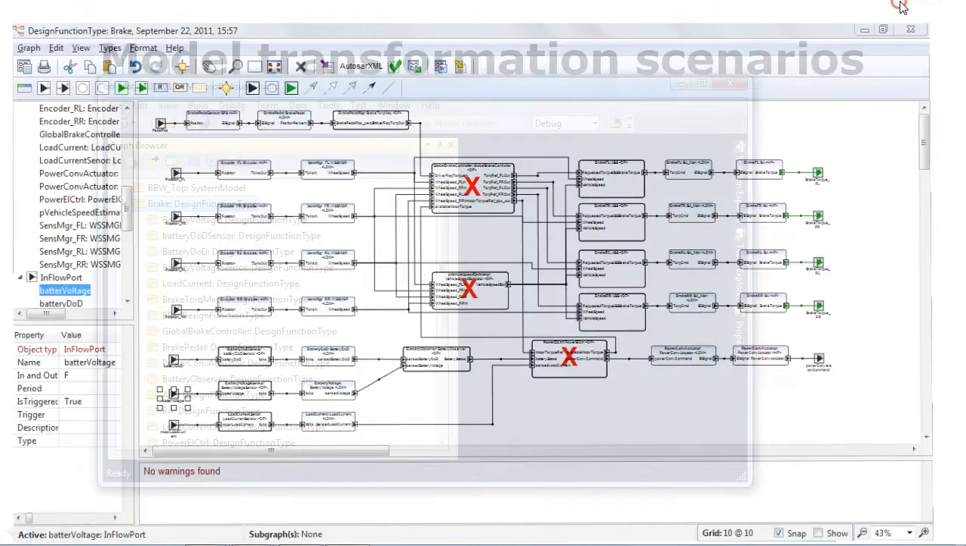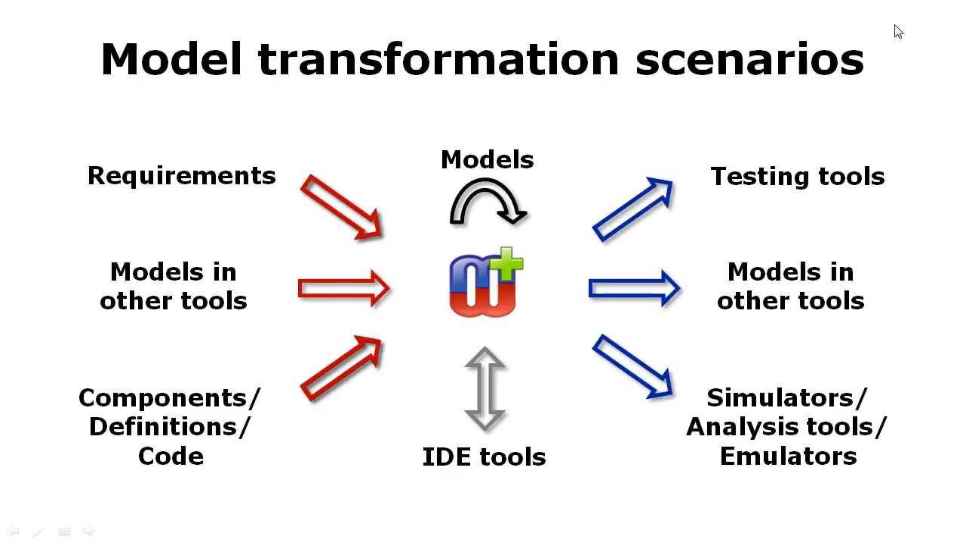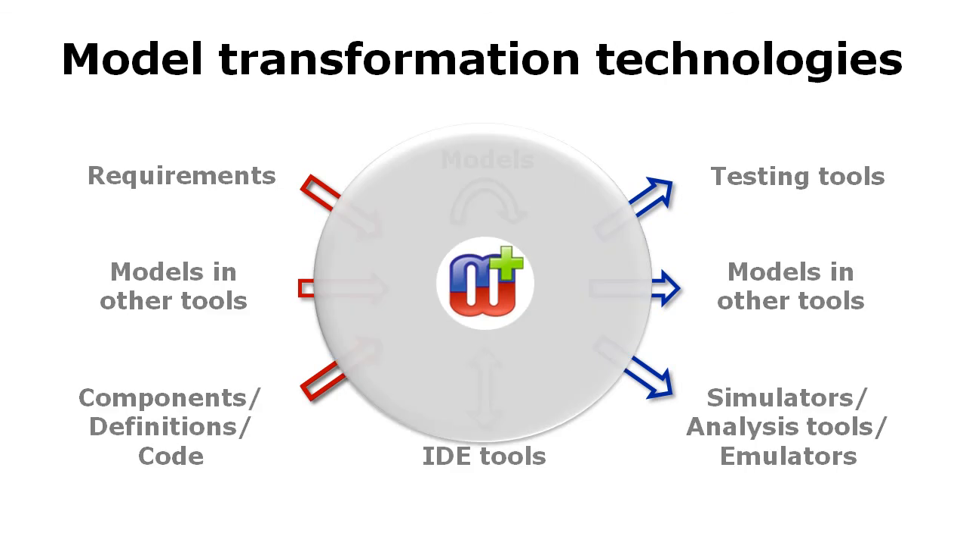So as you saw, MetaEdit enables different kinds of model-to-model transformations coming from outside MetaEdit, inside MetaEdit, or targeting other tools. And for this purpose, MetaEdit provides different technologies. So you can do model-to-model transformation by using SOAP Web Services or the .NET API that is available for almost any programming language and platform in a distributed manner.